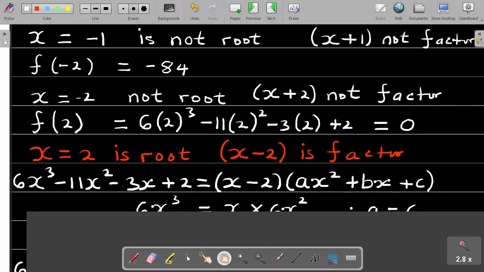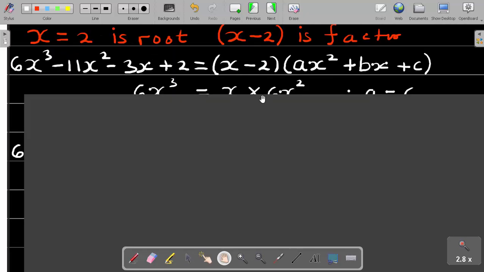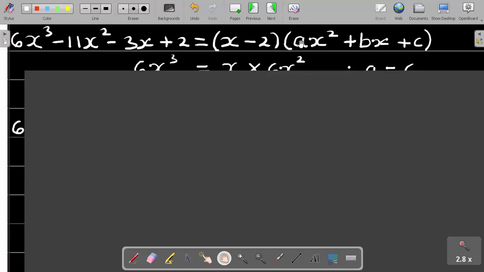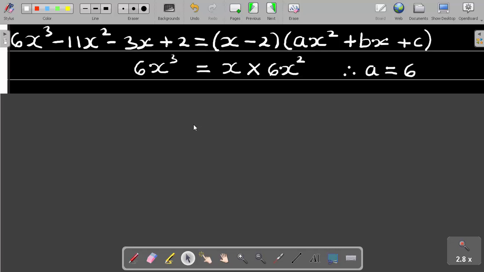Okay, so let us continue. After writing it like this now, my task is to find the A, the B, and the C. How do you do that? Now the A and the C, get them by inspection. If you check here, you can see that this is 6x cubed, which you see here. Because here I have x, and this is ax squared, x times what gives me 6x cubed?